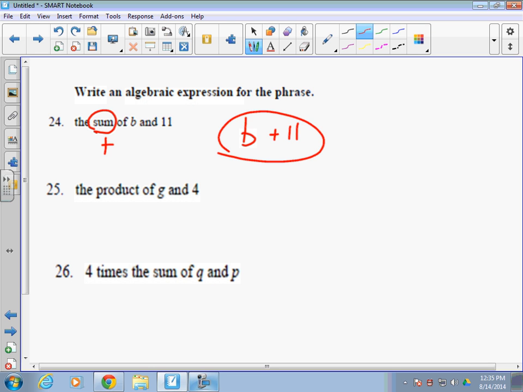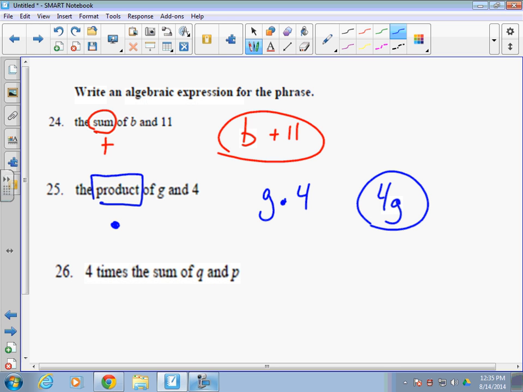The product, here's another one. That's a keyword, product. That means to multiply, of g and 4. You can write that two different ways. g times 4. A better way to write it, though, would be simply to write it as 4g. But both of those would be considered acceptable.